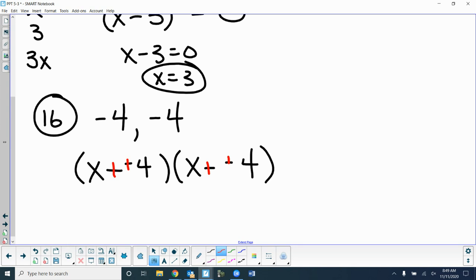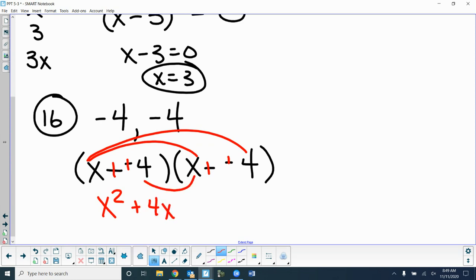Now, some of you are still having trouble finishing this up. You just FOIL. First, x times x. Outside, x times 4. Inside, 4 times x. Last, 4 times 4. Some of you are just writing x squared and 16. You're not putting the 8x that goes in the middle. Okay?